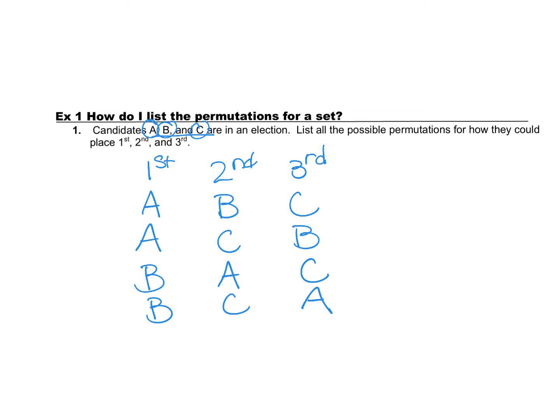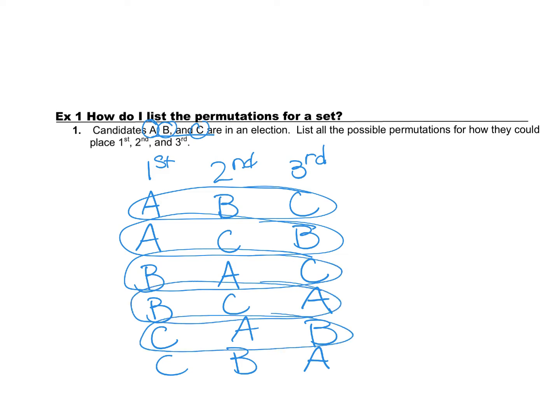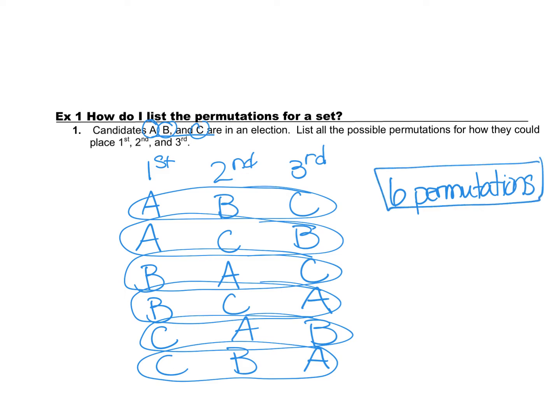Then C could be our first place, and in second we'd have A and B. Then C could be in first place again, but with the others switched around. So what we have here is one arrangement, two, three, four, five, and six arrangements. What this means is that I have 6 permutations, meaning there are 6 different ways you could arrange candidates A, B, and C getting first, second, and third place.